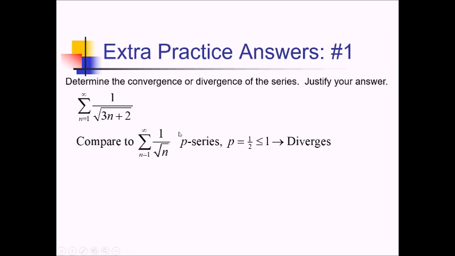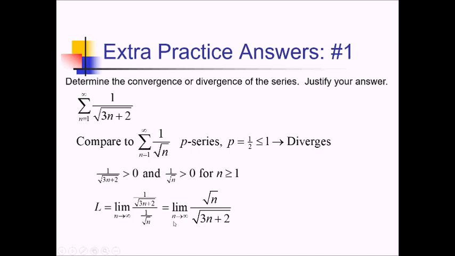To start that process, now that we've got our comparison series all mapped out, we're going to show that the original and the comparison series are both positive for all n greater than or equal to 1. And at this point, we just need to take the limit of the original over the comparison series. So I'm going to let that be represented by L. L equals the limit as n approaches infinity of the original series over the comparison series. Same change flip. We've got radical n over radical 3n plus 2.